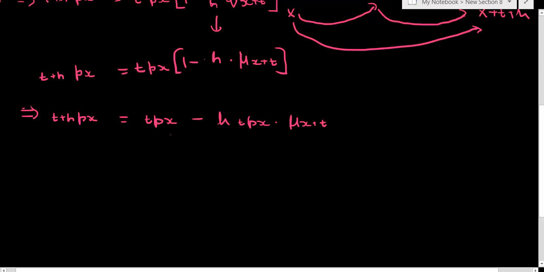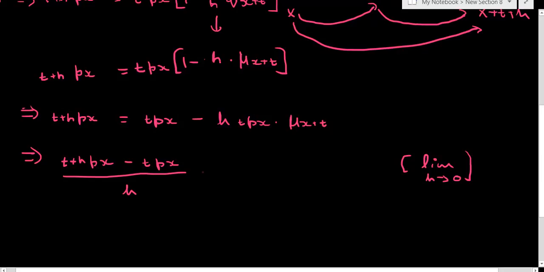Alright. Now the next thing that I do, and here some sort of magic will happen. You just have to remember that limit H tending to 0 was applicable here. Some sort of magic will happen. We will send this on the other side and this H in the denominator. So I can just write it as T plus HPX minus TPX, sending this H in the denominator, is equals to TPX into mu X plus T, and I know the limit H is tending to 0.